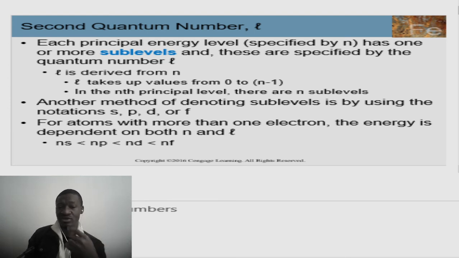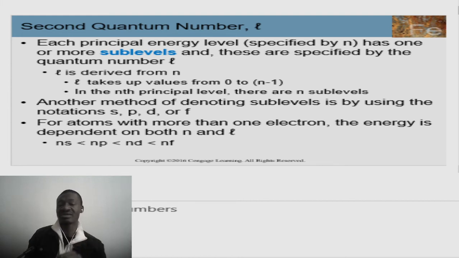So notice that the first and the second have a relation, and the relation between the first and the second is the fact that the first minus 1 gives you the second. The first minus 1 gives you the second, and in the N principal level there are N sublevels. So N is the first quantum number. The sublevels now are denoted S, P, D, and F. So it's either an S, a P, a D, or an F.